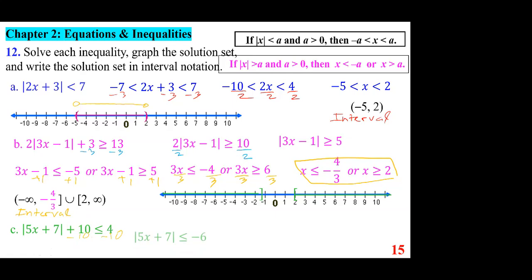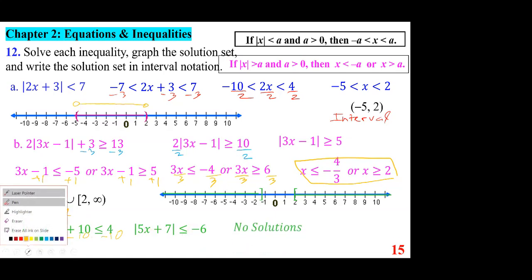And now, notice what happens. You end up with the following statement. Absolute value is less than or equal to a negative number. When it's negative, how could the absolute value be less than a negative number? It can't. No solutions. By the way, as far as no solution, sometimes we have this notation phi, which means an empty set, no solutions. No solutions, everybody.